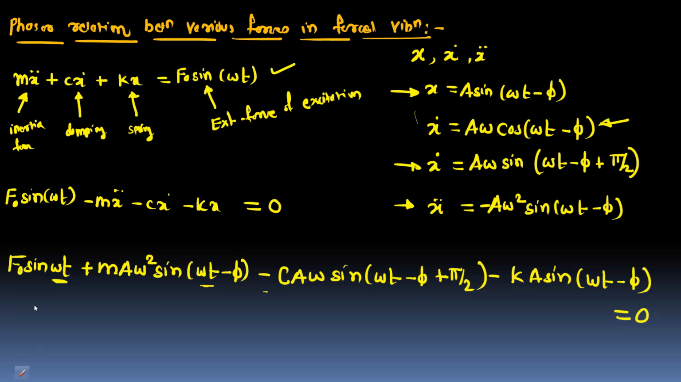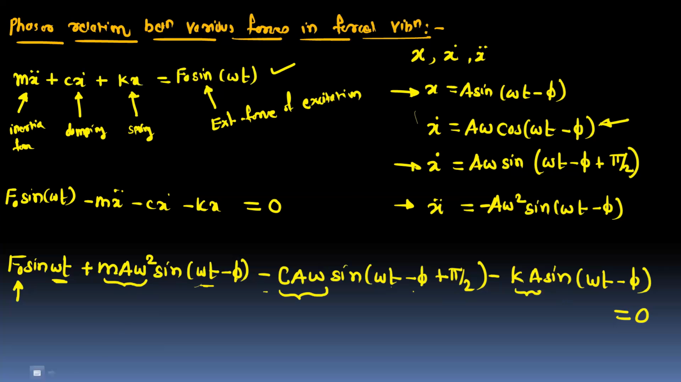So the first term in the equation, we have the F0. So this is the external force and it is acting at angle omega t. Okay. The second force is the inertia force, m a omega square. It is acting at angle omega t minus phi. Next is c a omega. This is the damping force. It is acting at angle omega t minus phi plus pi by 2. Okay. And last is the spring force, which is k a.